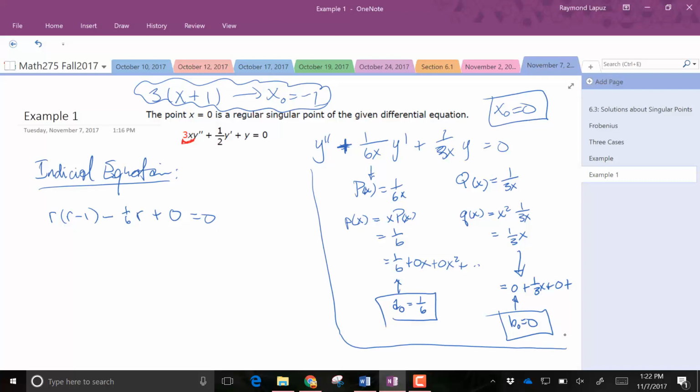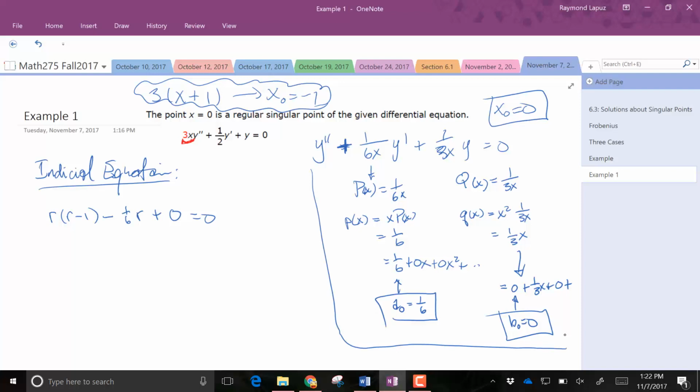Well, the idea is to identify the constant term. If you have a polynomial, like in this case, we have 1/6 and 1/3 x. Those are polynomials, and it's easy to figure out what the constant term is. But if you had an e to the negative x there, which could happen, probably not in our class, then you would expand it as a series and figure out what the constant term is. That helps find your A naught and B naught for your indicial equation.